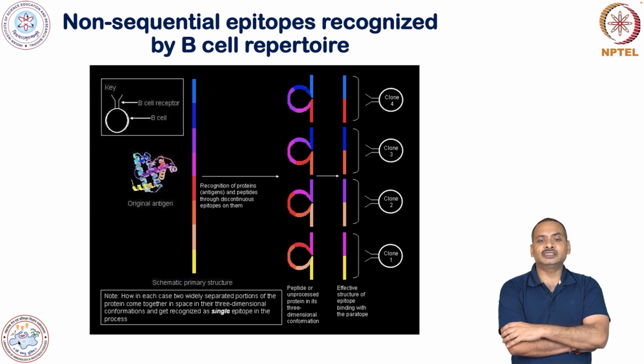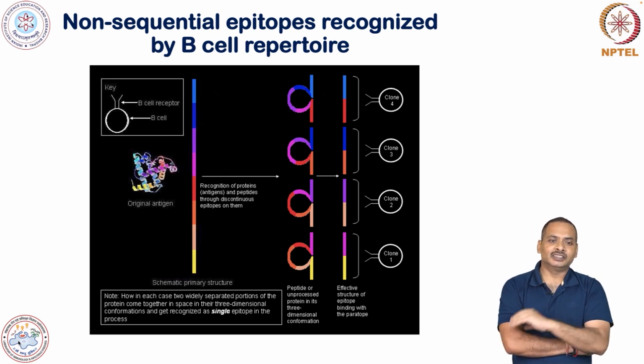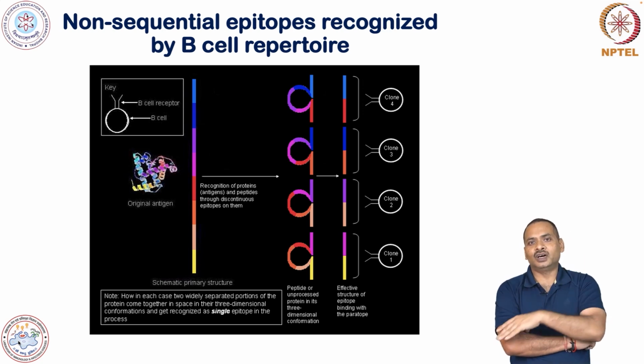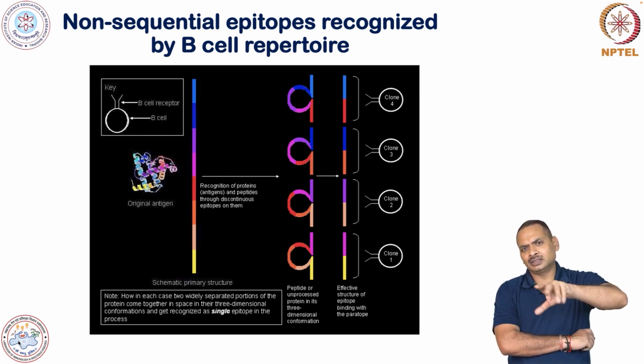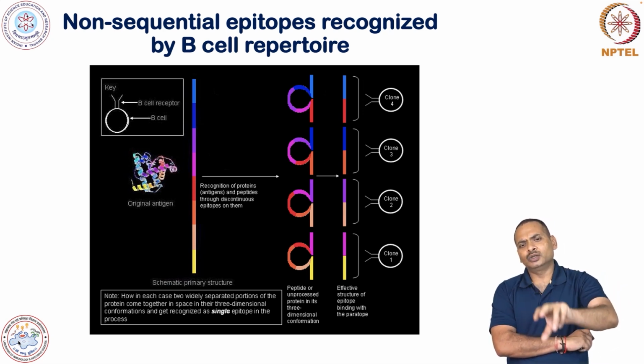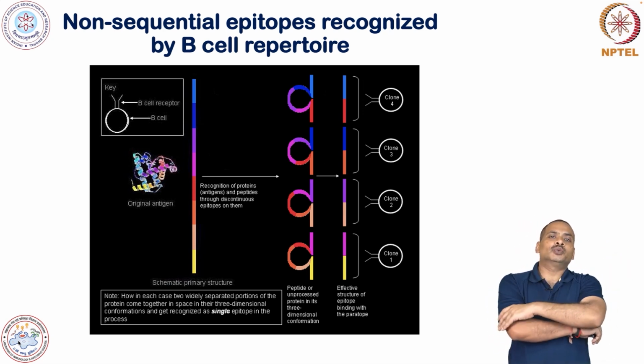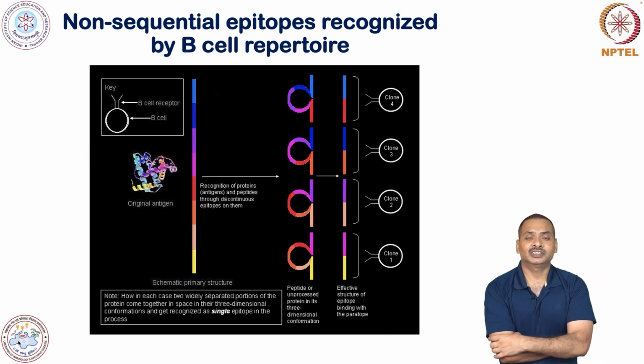Here you can see that clone 1 is recognizing the yellow and purple color, which is quite far. It is not in the sequence. And why is it recognizing yellow and purple? Because there is some fold. So this kind of epitope we call a non-sequential epitope.